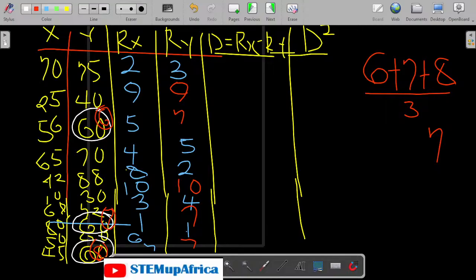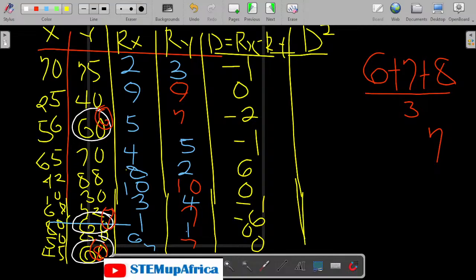So now that I've done ranking them, you have to find the difference, which is rank X minus rank Y. The first one is 2. 2 minus 3 will give us minus 1. 9 minus 9 is 0. 5 minus 7 is minus 2. 4 minus 5 is minus 1. 8 minus 2 is 6. 10 minus 10 is 0. 3 minus 4 is minus 1. 1 minus 7 is minus 6. And 1 minus 1 is 0. 7 minus 7 is also 0.